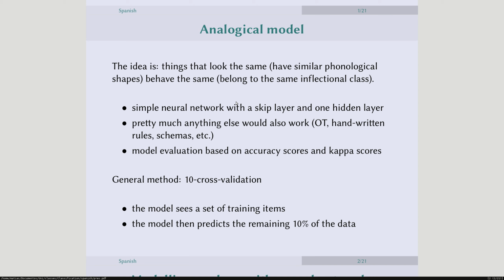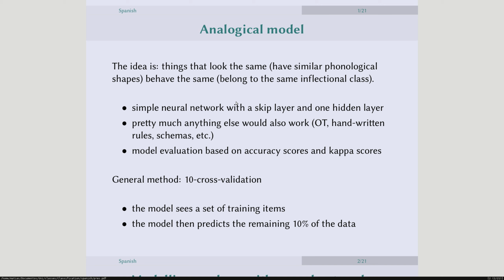Just to recap very quickly, again, we're doing analogical classification. We're trying to predict classes from the phonology. In this case, I'm just looking at phonology, no semantics. And I am using here a very simple neural network with only one skip layer and a hidden layer. So no deep learning. This is the simplest type of neural network you can get.